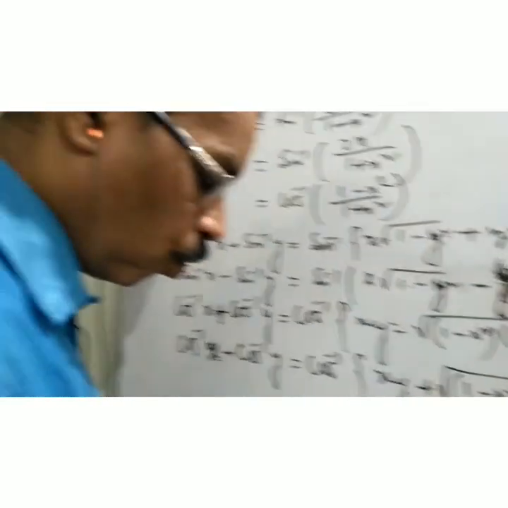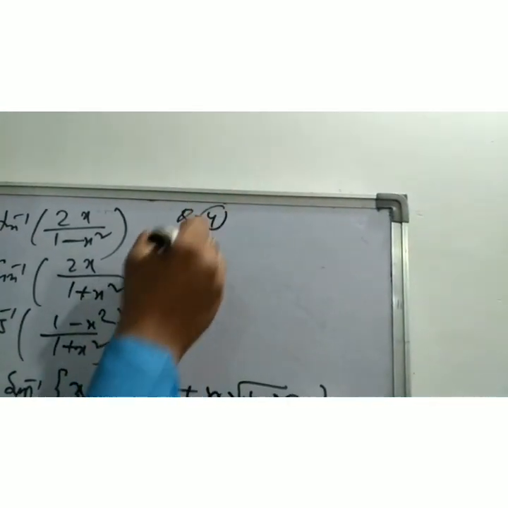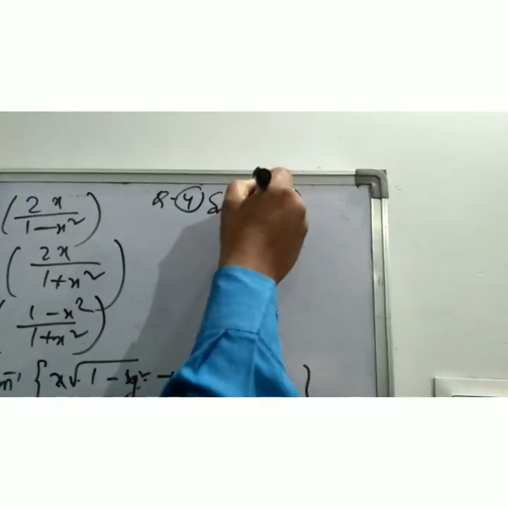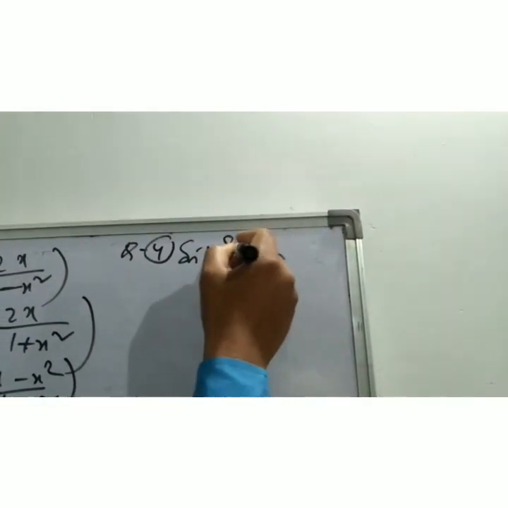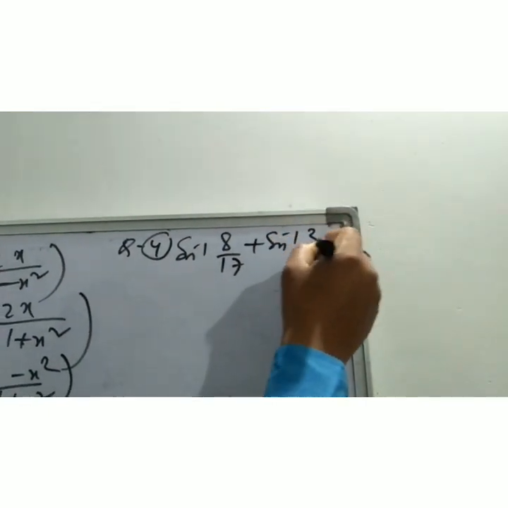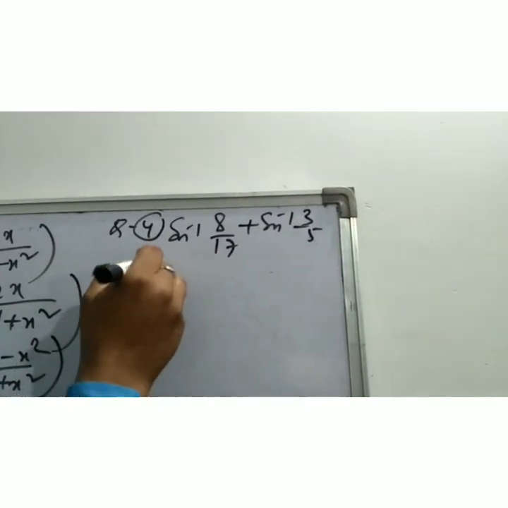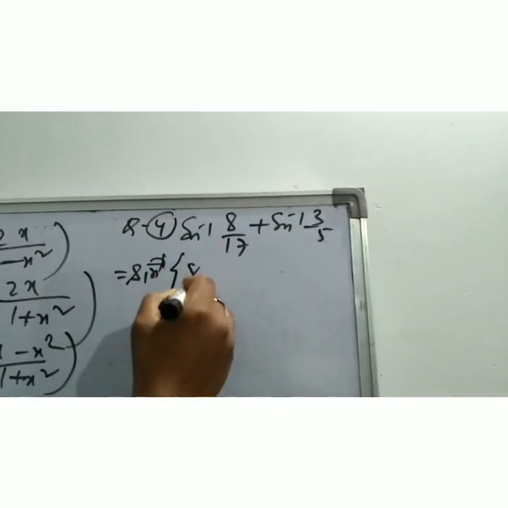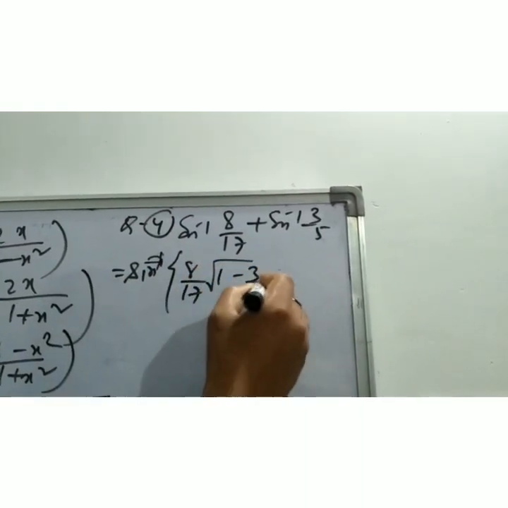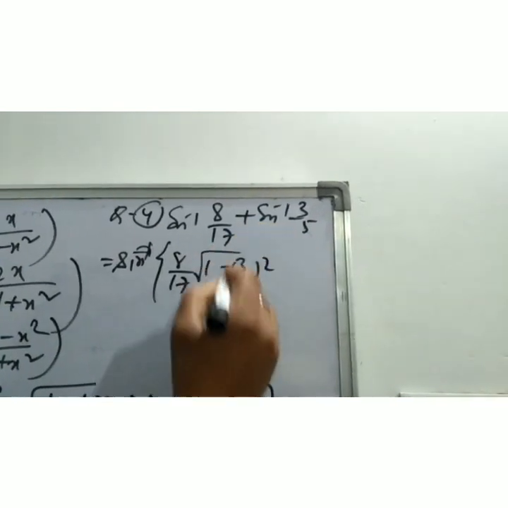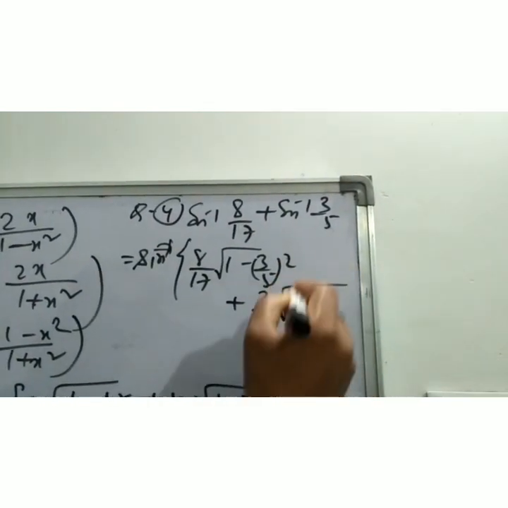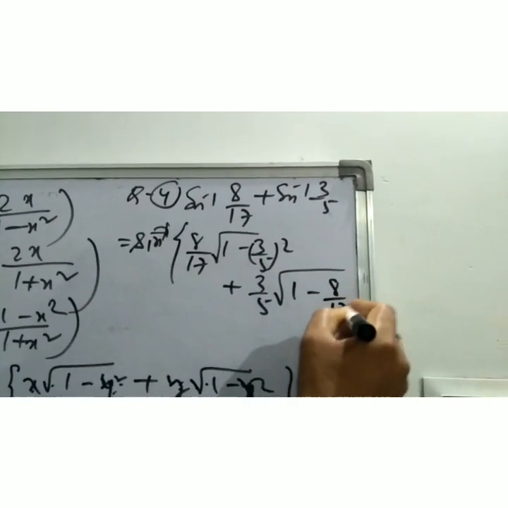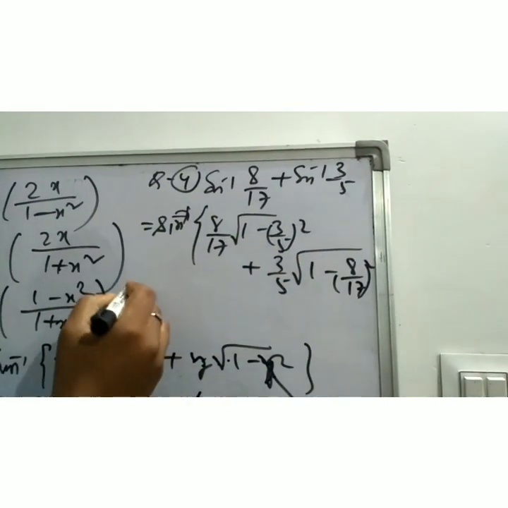Now question number 4, page number 51. Given sin inverse 8/17 plus sin inverse 3/5. You can easily use the sin inverse formula. In this case, x is 8/17, so 8/17 root over 1 minus (3/5) whole square, plus again 3/5, and y's part, root over 1 minus (8/17) whole square. After solving, you will get the answer.